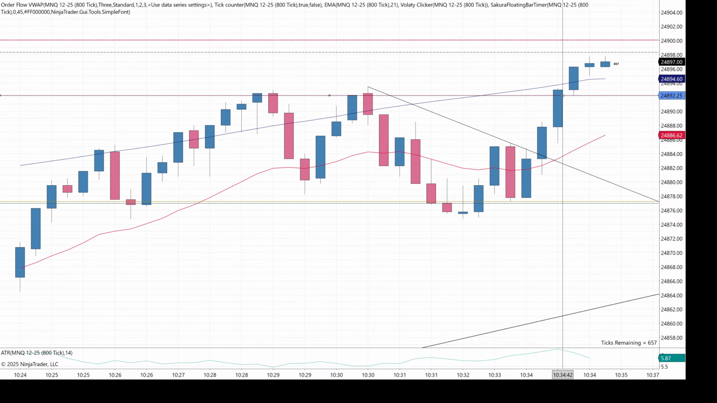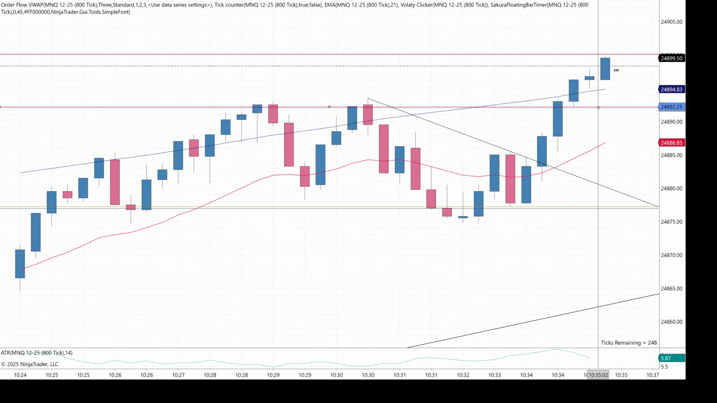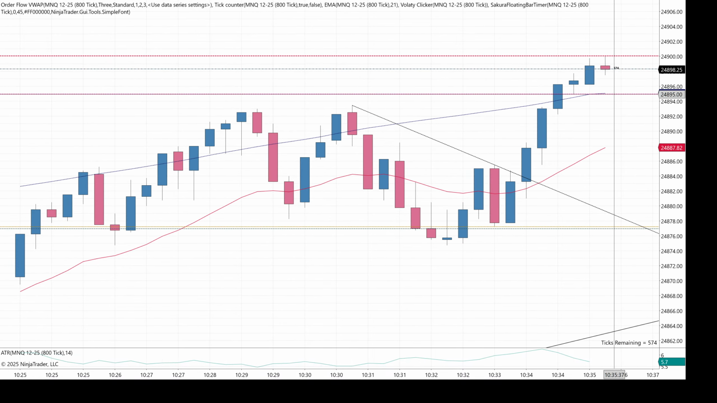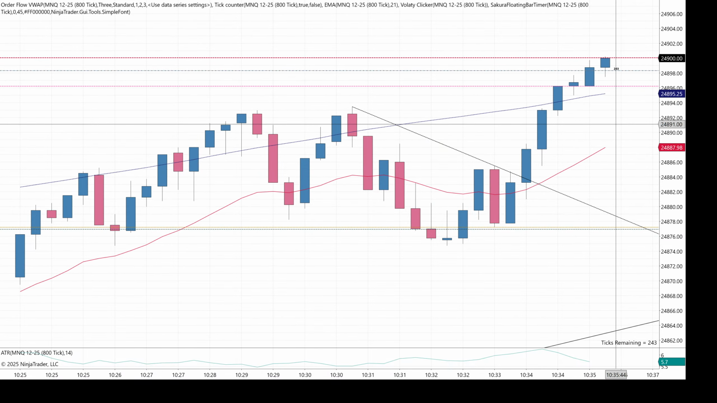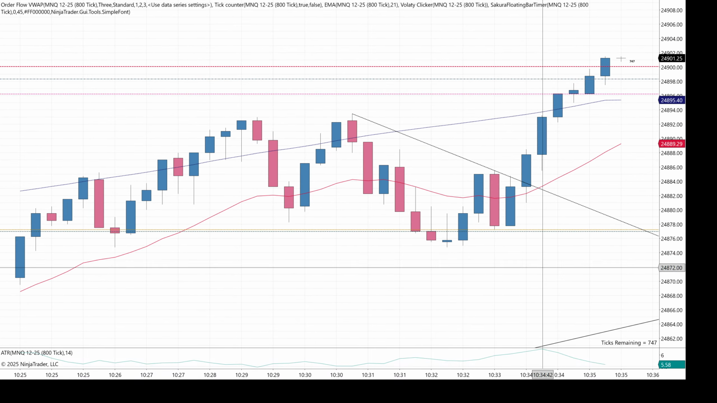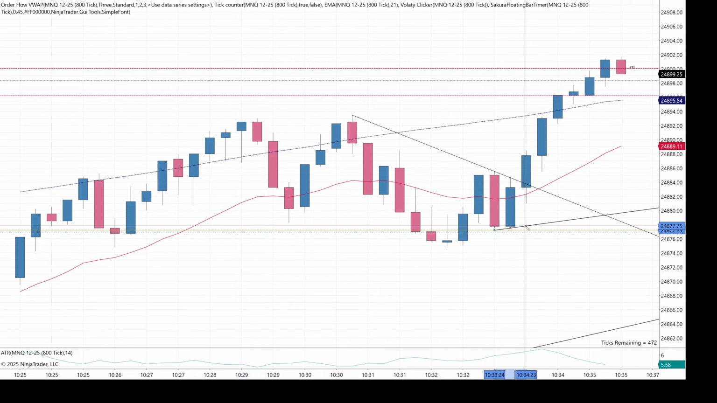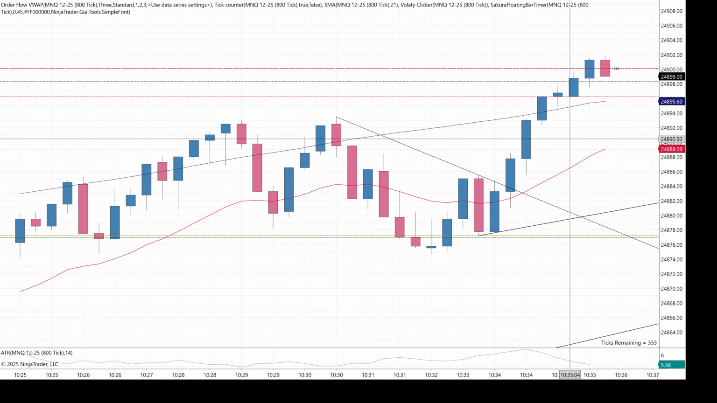Now we're trying to test the overnight. There it is. Or not the overnight, I'm sorry. The 1600 close. So we just filled the gap. And now we're at 900. It'll be really interesting to see what price will do around that level.